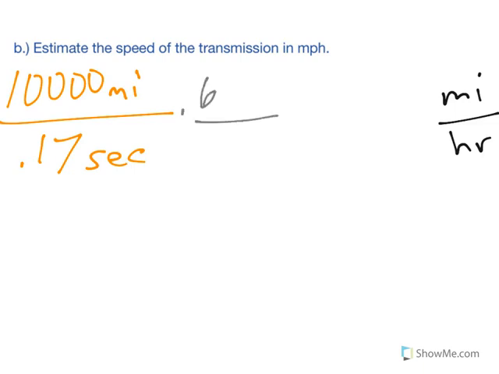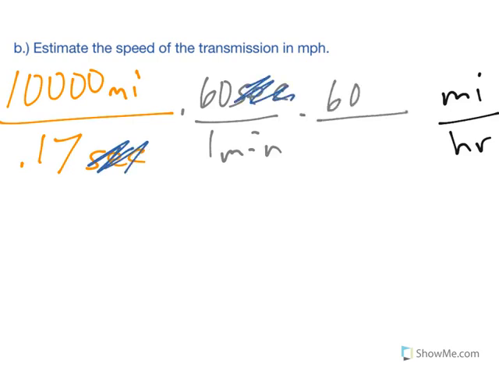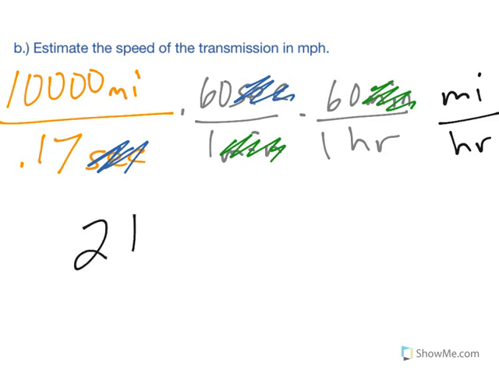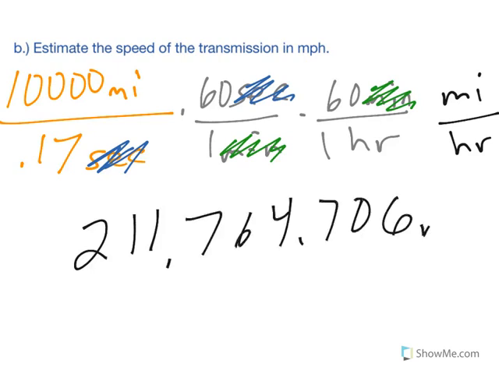So if we think about this, there are 60 seconds in 1 minute. And notice I did that because now my seconds top and bottom go away. Then I say 60 minutes is 1 hour. Again, here now my minutes go away, and now you can see my label in the bottom is hours. So now, numbers in the numerator, I multiply, I divide by that 0.17 in my denominator, and I get a large number of 211,764,706. I'm going to round to the nearest, and that's miles per hour. So that's the speed of the communication through this cable, which is just ridiculously fast.